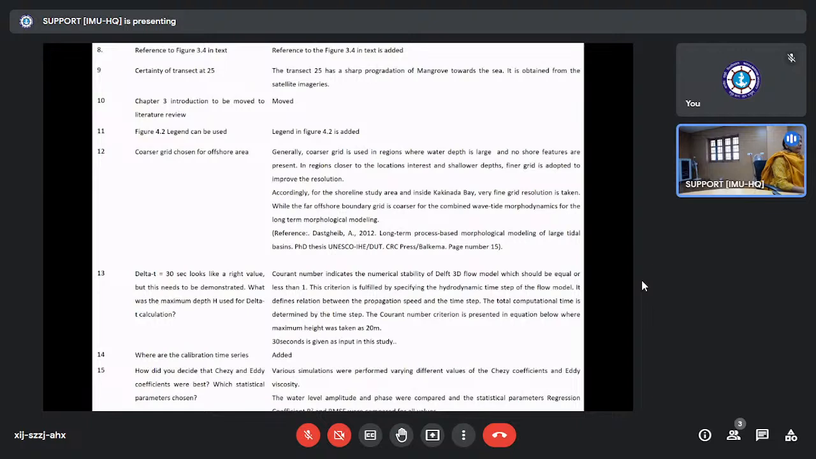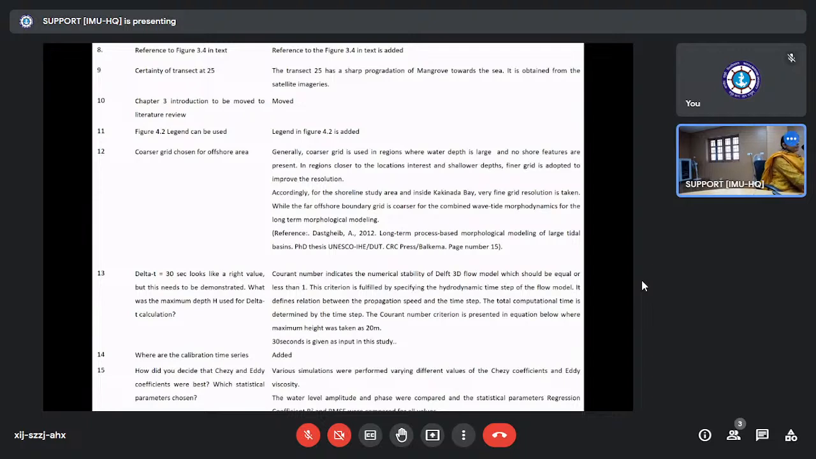Can you just tell what is the meaning of the Courant number, why it is used? Yes, sir. The Courant number indicates the numerical stability of the model, like how many time steps for each time period the flow change will transfer from one grid cell to the other cell. So it determines the stability of the model, that is the hydrodynamic time step. It should be less than one.